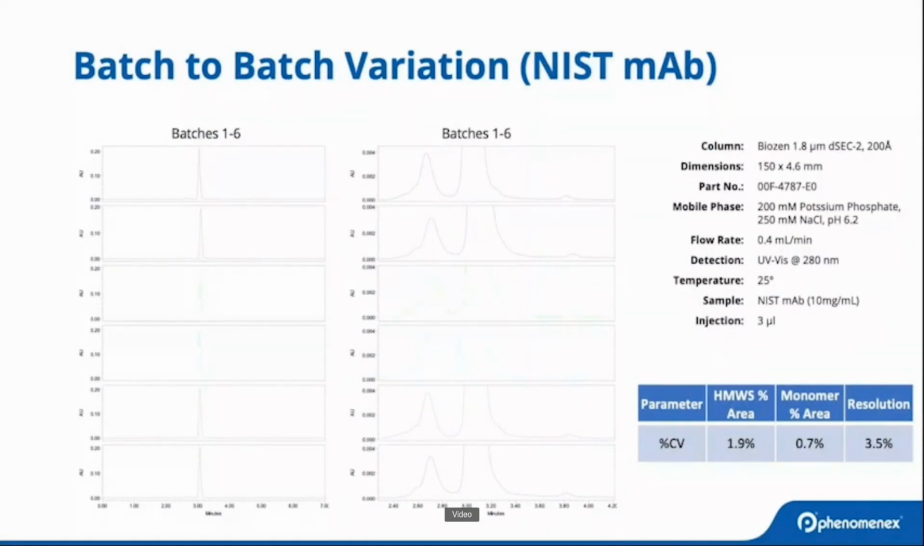So here we're looking at 6 different batches of the 1.8 micron DSEC2, and the chromatogram stack shows very good performance for NISTmAb across all 6 batches. The 3 primary metrics looked at were high molecular weight species by peak area percentage, monomer percent area, and resolution. So all percentage CV values are below 4%. Monomer percent area is fantastic, with the other percent high molecular weight species, aggregate, and resolution likely varying due to sample or integration differences, but again still falling well within that acceptable range.